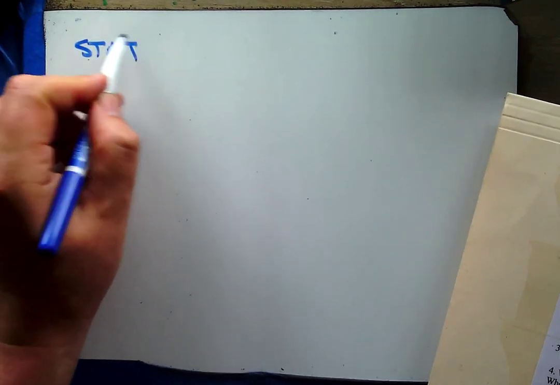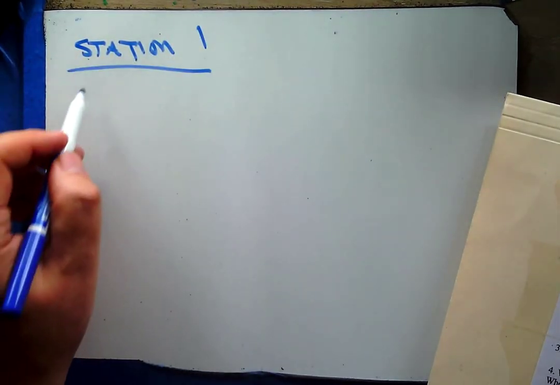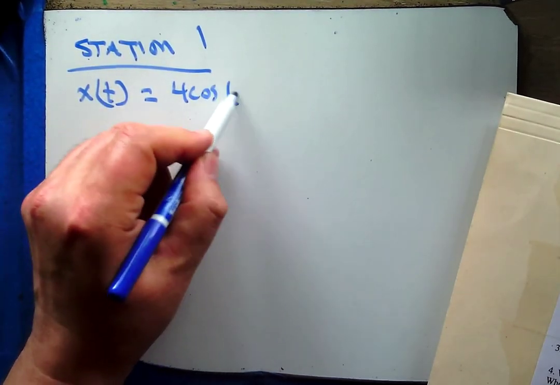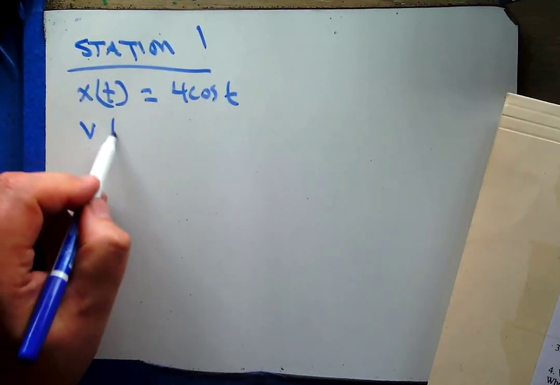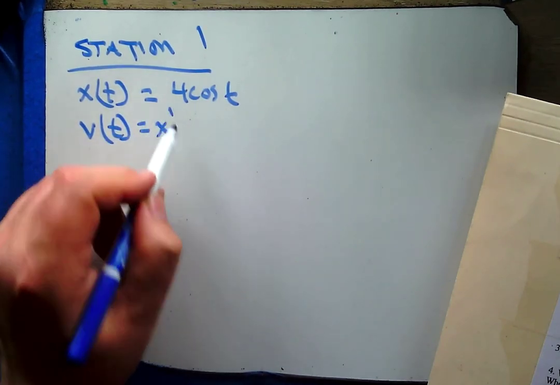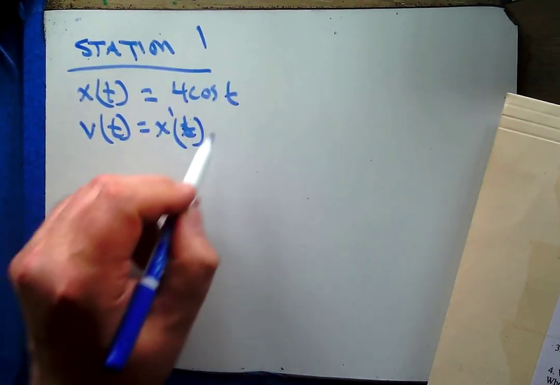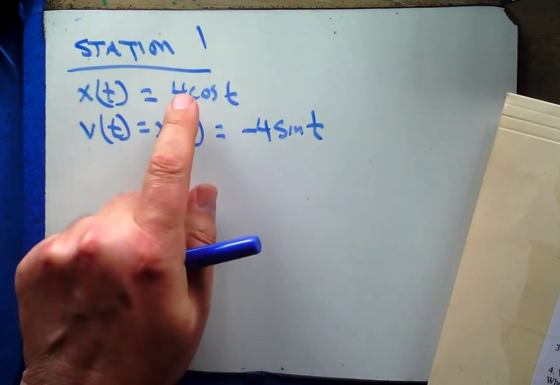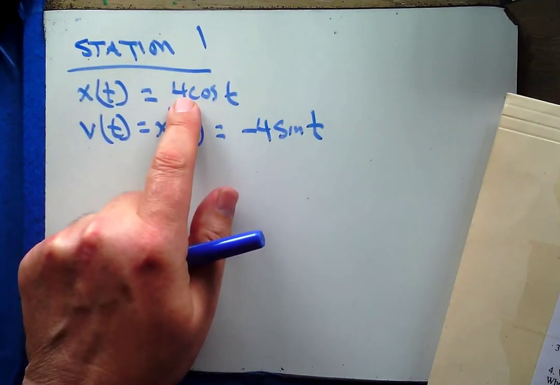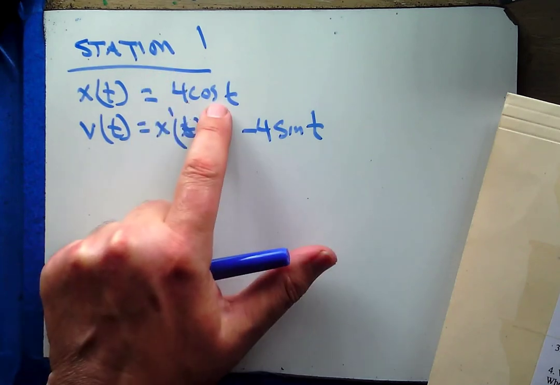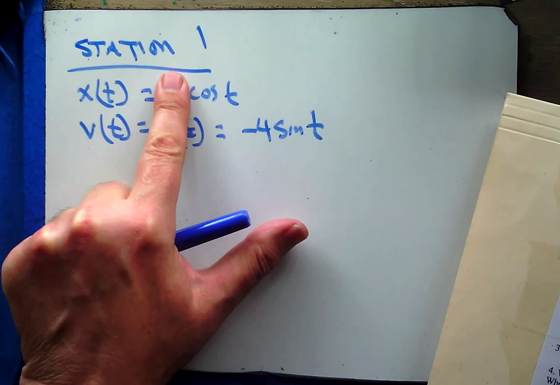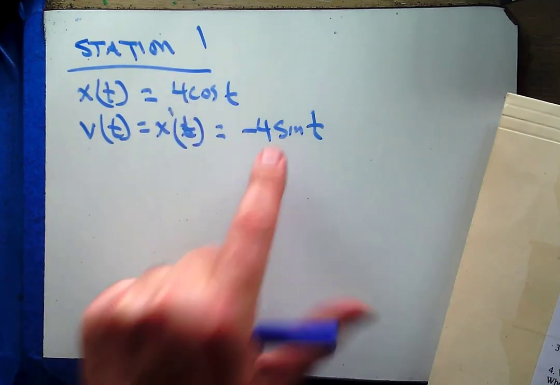So with station 1, we know that x of t equals 4 cosine t. That means v of t, the derivative of x of t, would be negative 4 sine t. I'm not using product rule here. I'm saying constant times the function. The derivative of a constant times a function is the derivative of the function, negative sine, times that constant.